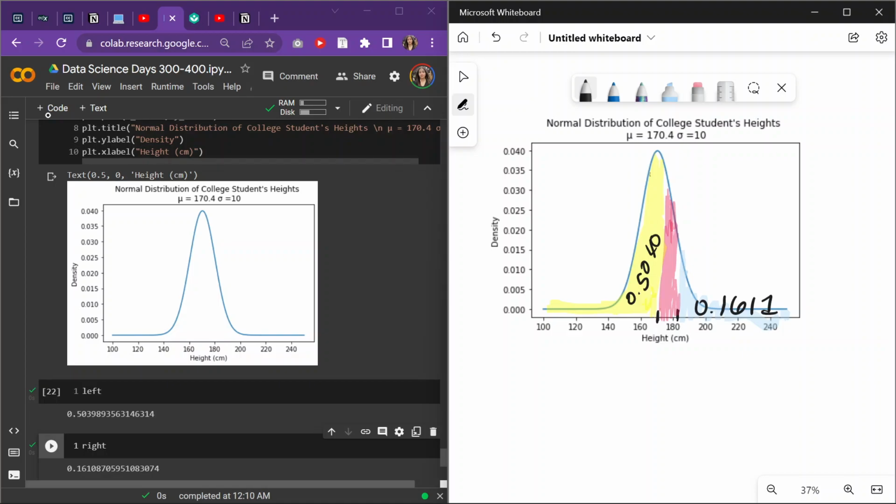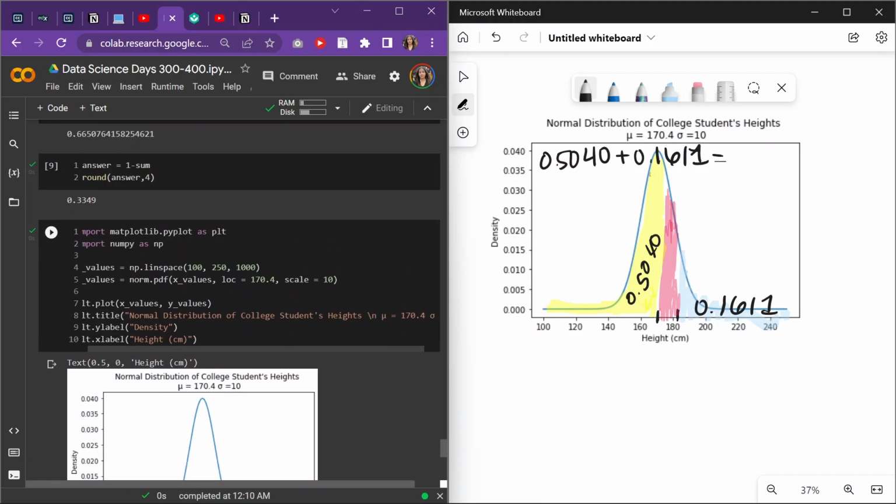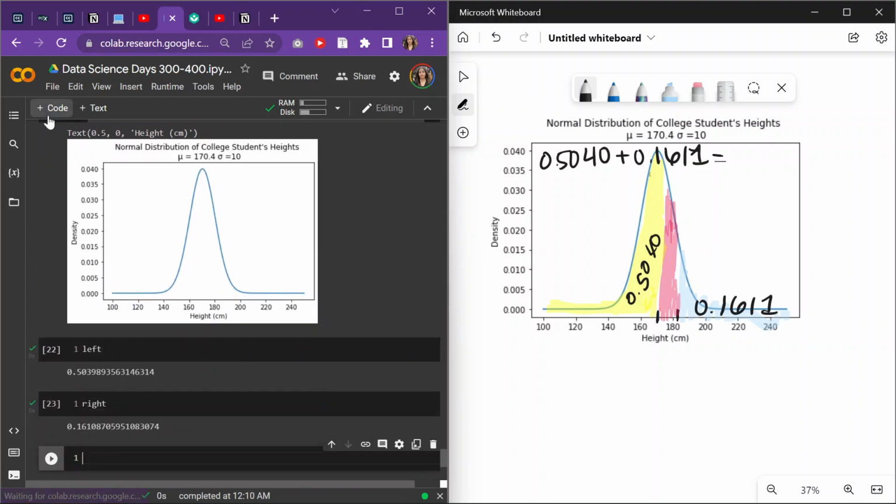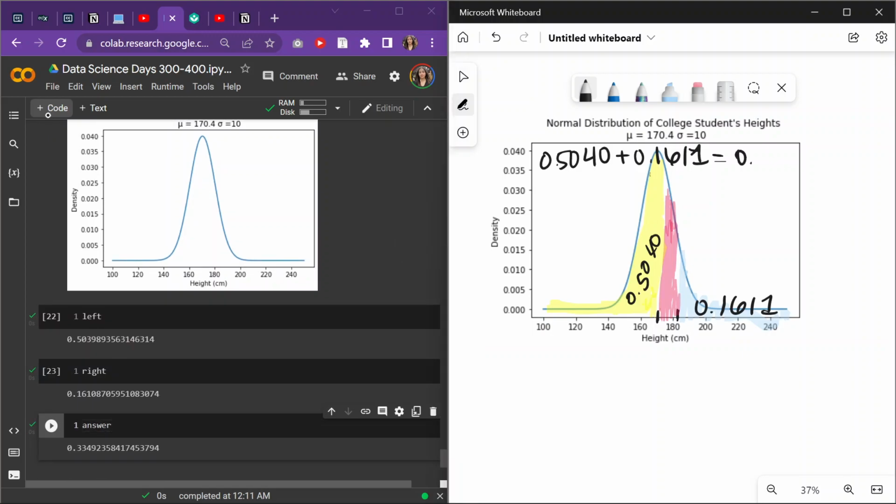And then what I did was I just added those areas. So I did 0.5040 plus 0.161. That gave me, what did it give me? Let me go back up. That gave me 0.3349, and then I just took that and did 1 minus 0.3349. Oh, actually, no, that's not what it gave me. Hold on. No, that's actually the actual stuff. It gave me, what did it give me? 0.6 something.